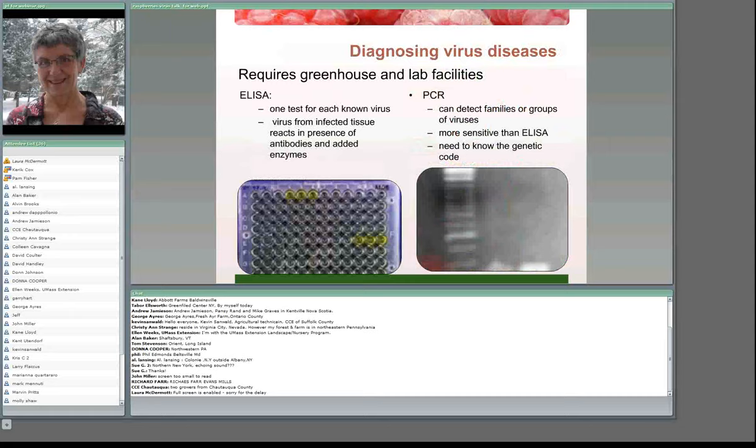More recently, PCR techniques, or polymerase chain reaction techniques, are used to identify specific viruses or groups of viruses by their genetic material. These tests are fairly expensive and they're not done at many labs. PCR tests, though, can be used to detect families or groups of viruses if you know the genetic code. But my whole point is really to identify and confirm a virus disease, you need a diagnostic lab that is equipped to diagnose the common diseases of brambles.